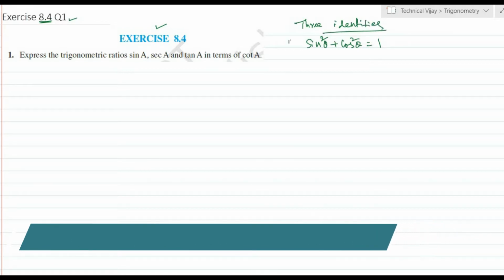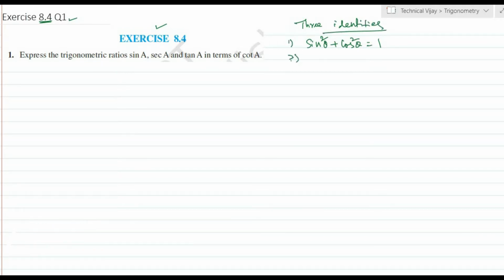So first one, sin square theta plus cos square theta equal to 1. Second one, secant square theta minus tan square theta is equal to 1. And the third one, cosecant square theta minus cot square theta is equal to 1. These are the three to be remembered when we are converting one trigonometric ratio to another. This type of problem we will see in exercise 8.4.